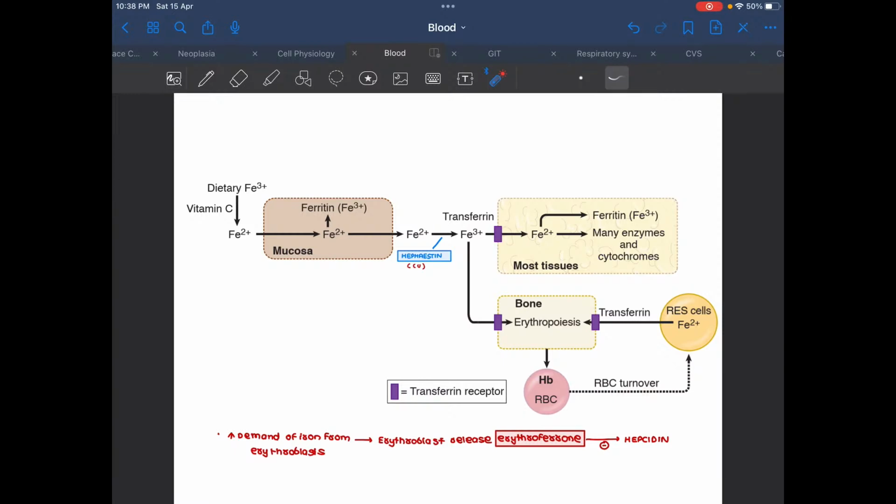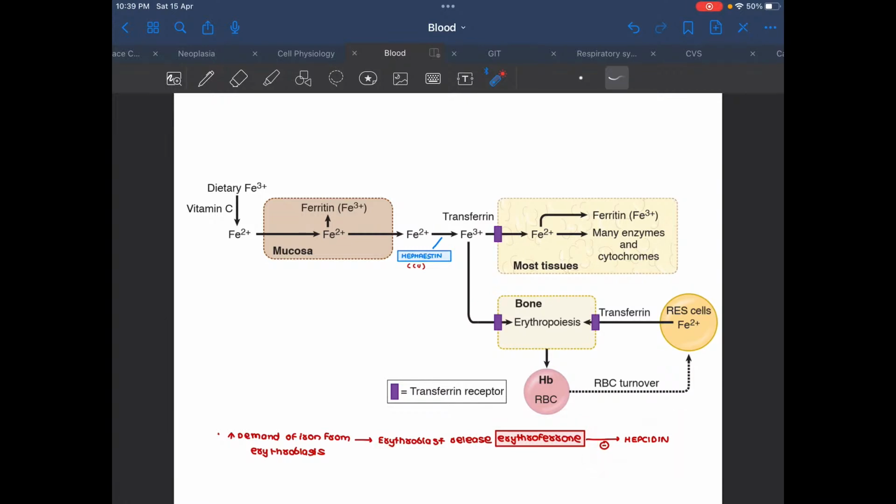Okay, just remember, whenever there is an increased demand of iron from your erythroblast, whenever we are in an iron deficient state, or whenever there is ineffective hematopoiesis and we need to increase the RBC turnover, there is one hormone, I would say, that is released from the erythroblast, known as erythroferrone. Okay, so this erythroferrone is going to inhibit your hepcidin.